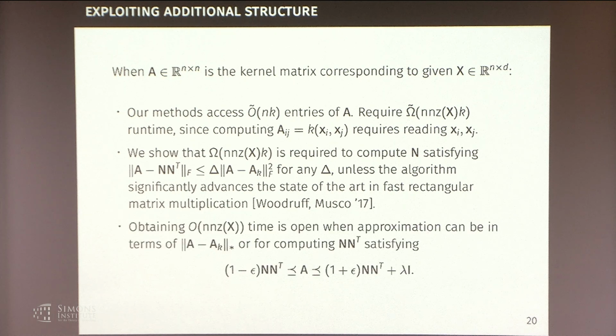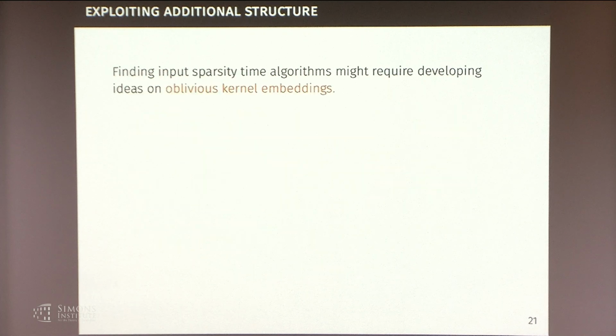But getting nnz(x) time is totally open when we look at this trace norm approximation result, or how I like to think about it, computing a spectral approximation to this PSD matrix A. In this case, we don't know if for really basic kernels like the Gaussian kernel and the polynomial kernel, we can get this nnz(x) time. And I think that developing tools to try to get this should lead us to some interesting results in understanding how to do oblivious embedding for kernel matrices.